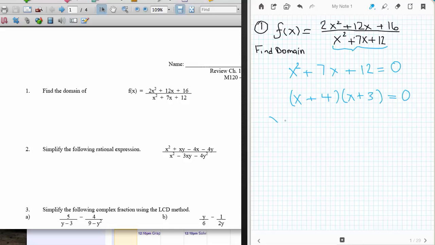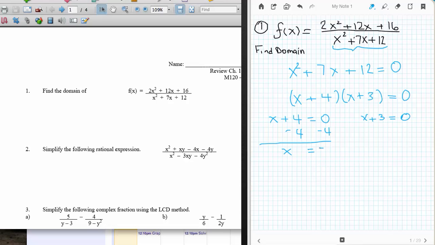Now that I have it factored, I'm going to set each of these factors equal to 0. That's called the zero factor property. If we have a times b equal to 0, then a must be equal to 0 or b must be equal to 0. Now we're going to solve these very, very simple linear equations by setting them equal to 0 and solving.